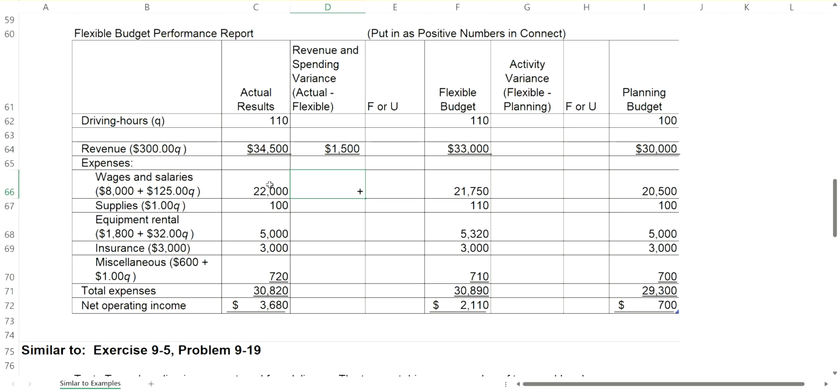Do the same thing for the others. 22,000 minus 21,750, difference of 250. Okay, and I'm just going to copy and paste. You would do the same thing throughout.